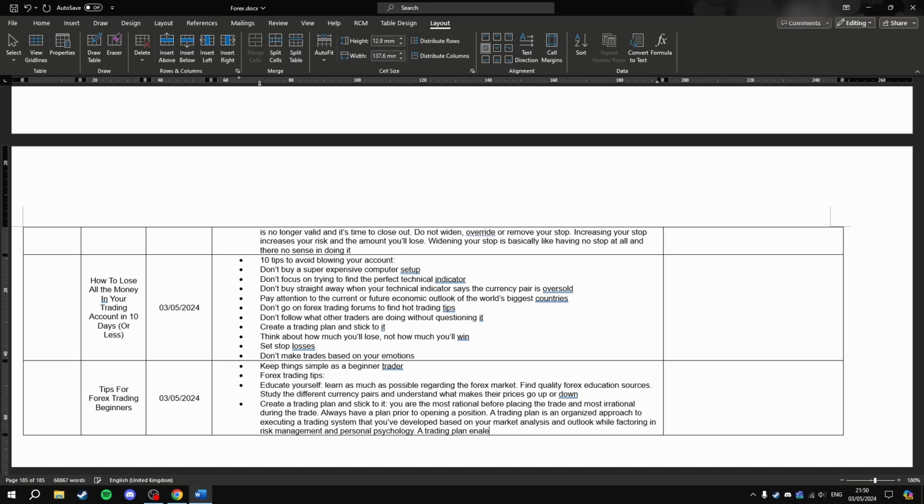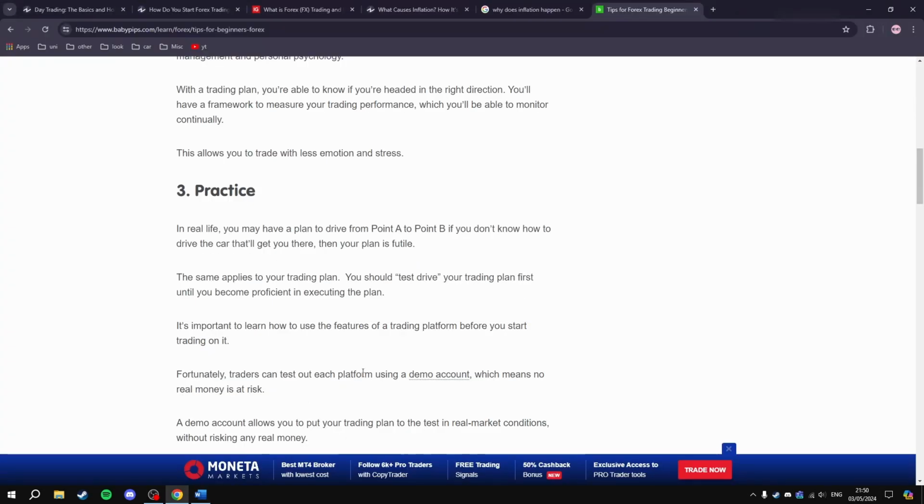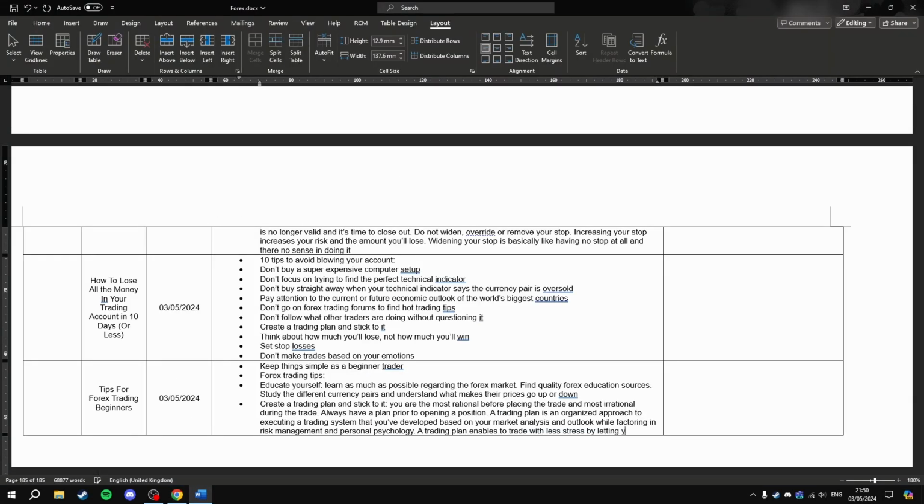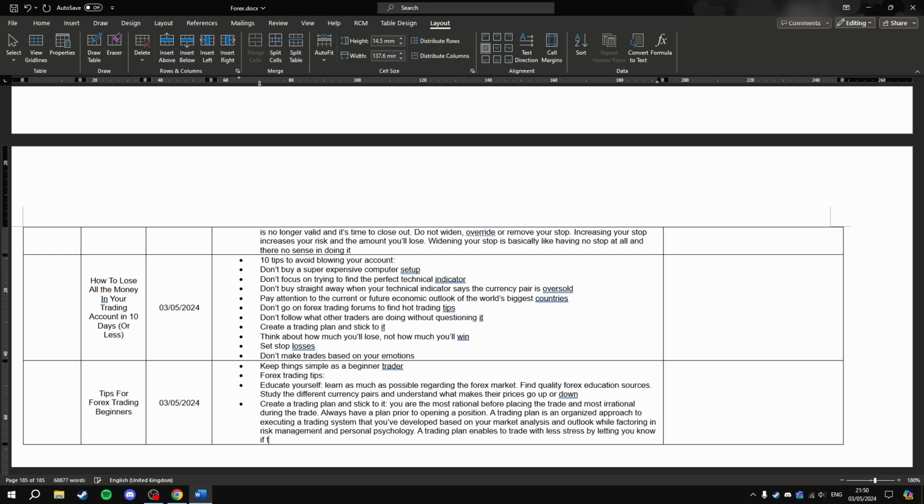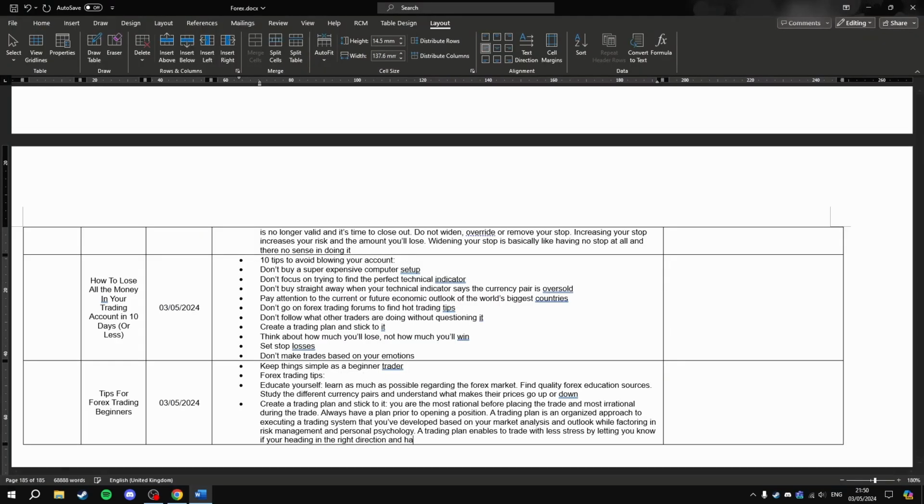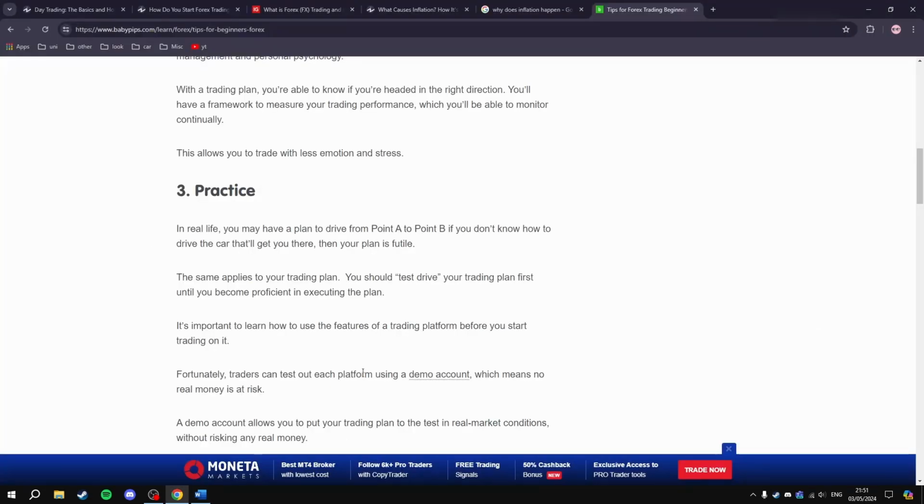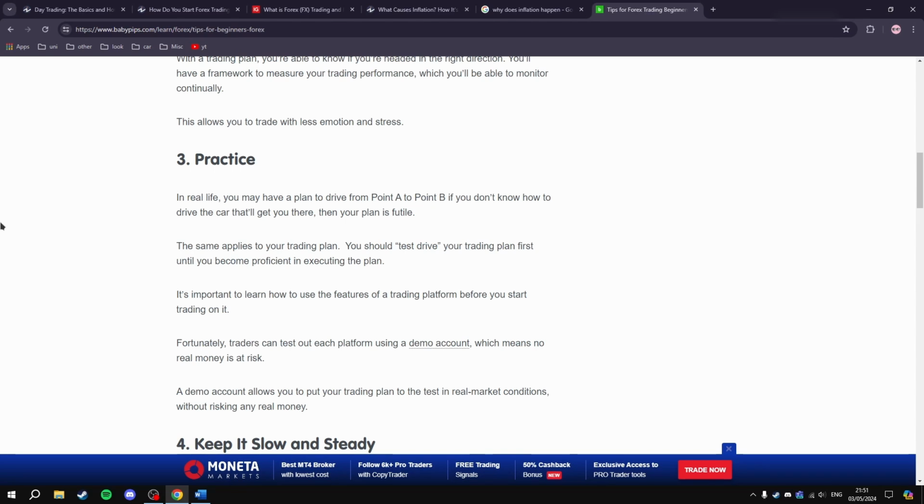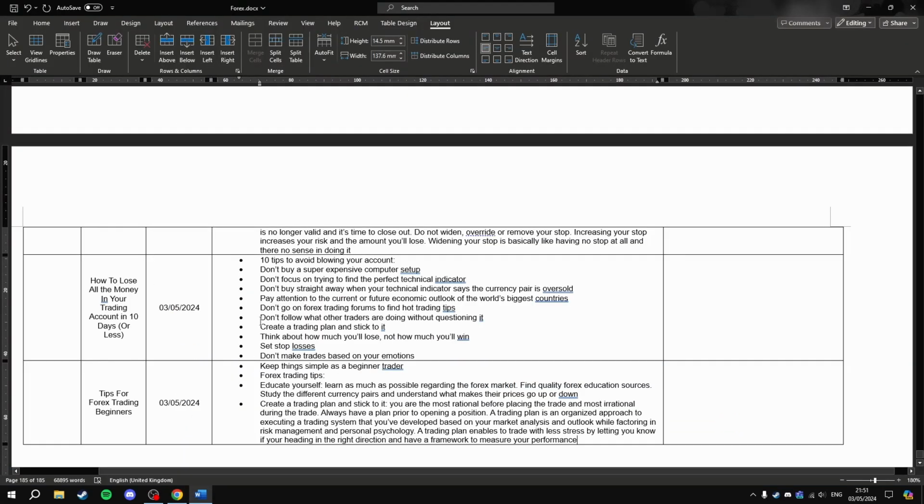A trading plan enables you to trade with less stress by letting you know if you're heading in the right direction and giving you a framework to measure your performance continually.